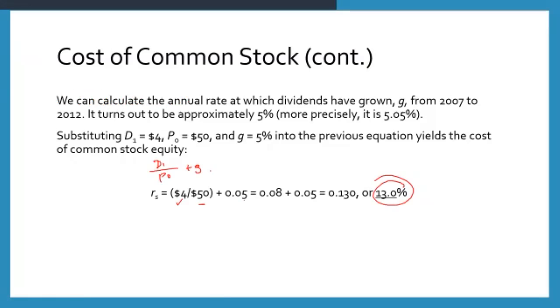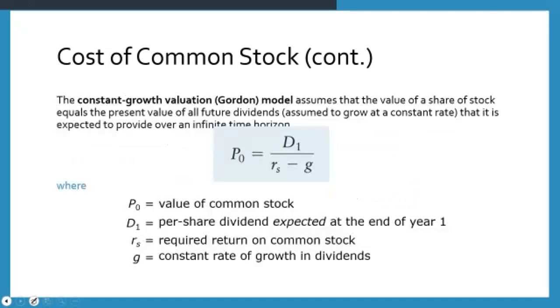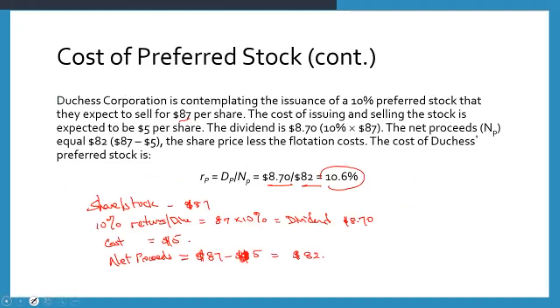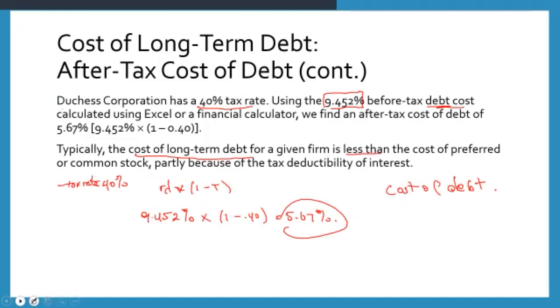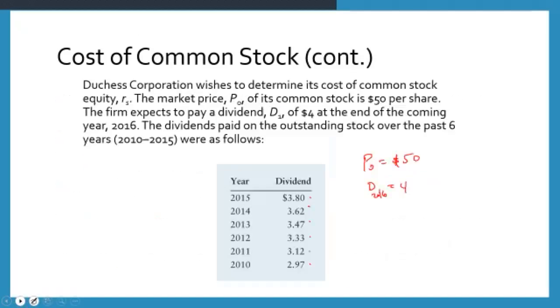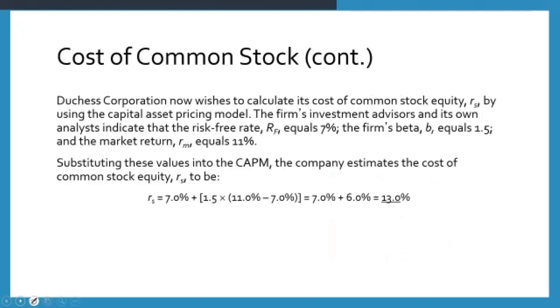Now, do you remember what's the cost of capital for preferred stock? The cost of preferred stock was 10.7 and the cost of debt was 5.67. So the cost of debt is cheaper than the cost of preferred stock and common stock.